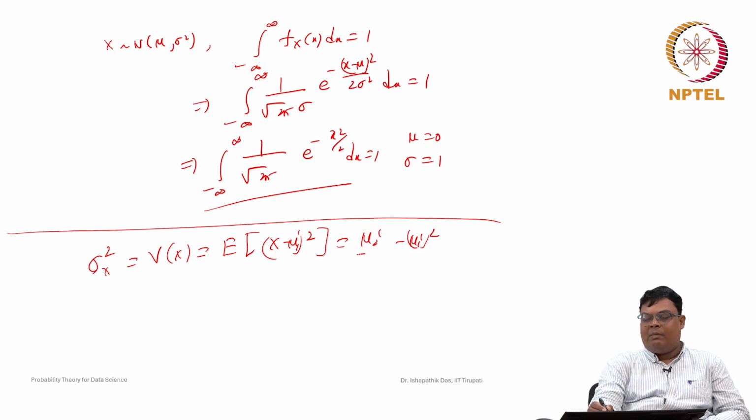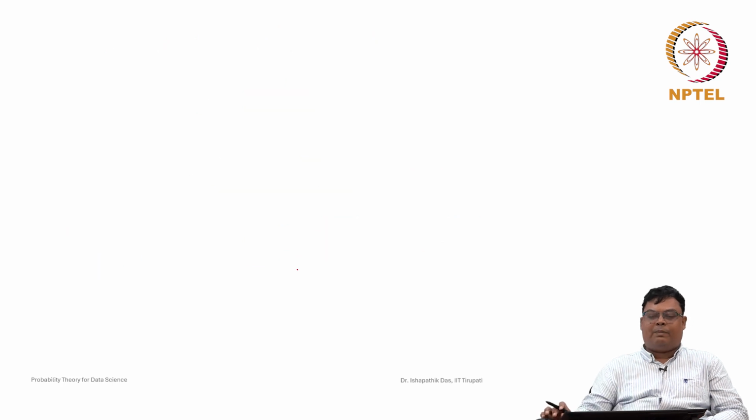Either you can find mu 2 dash and then subtract it like that, but because this density function contains a term like x minus mu whole square, maybe it will be convenient to find it using this formula directly. So, let us find out that.